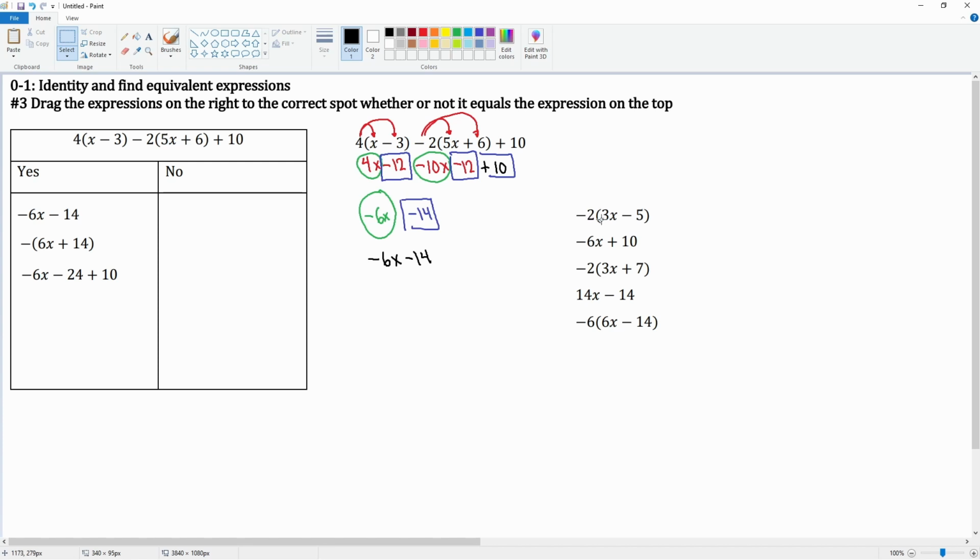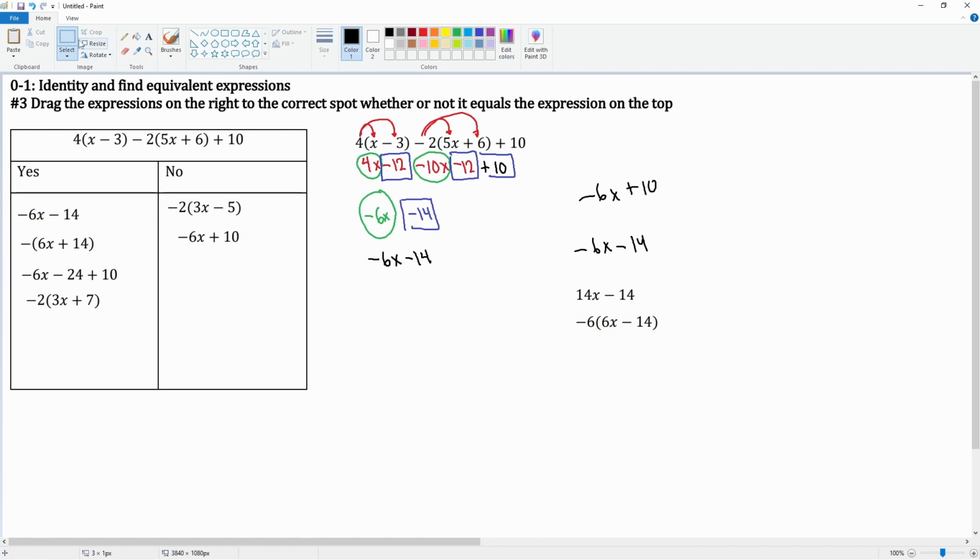The -2 times 3x gets you -6x, then that is a plus 10. So that is not equivalent, so we put that there. This is -6x plus 10, that is not equivalent. Then let's distribute this over. -2 times 3x gets us -6x. -2 times 7 gets us -14. So that is also equivalent, so we bring that to this side.